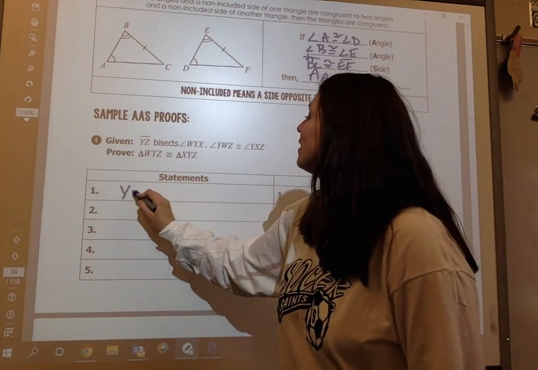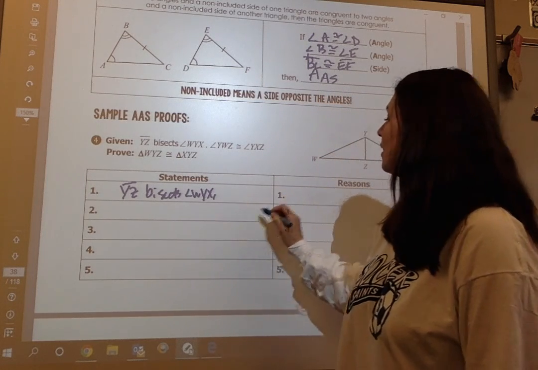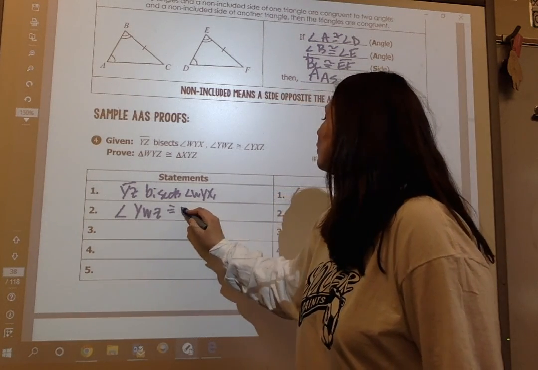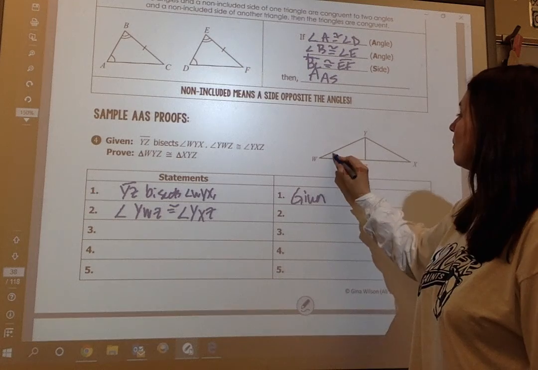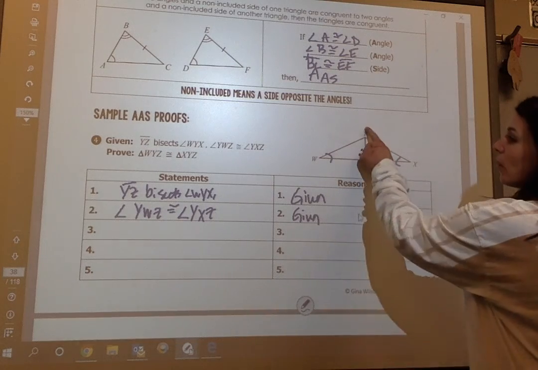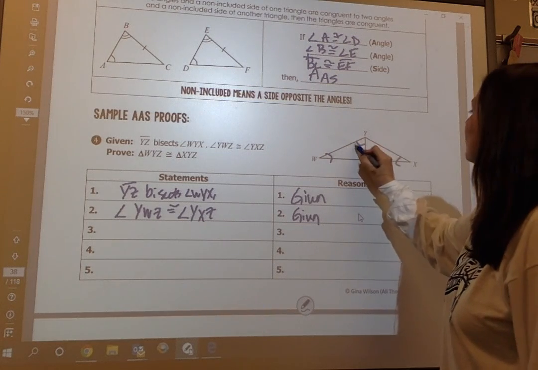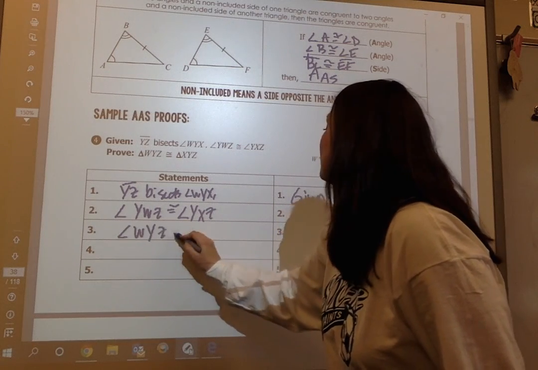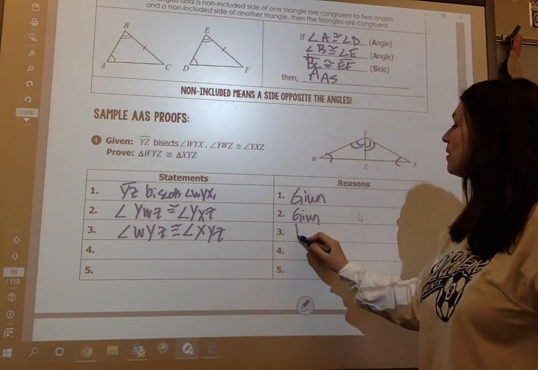All right, YZ bisects angle WYX. That's given. Angle YWZ is congruent to angle YXZ. That's given to me. I put up here that YZ bisects WYX. And what does that allow me to say? It allows me to make these two marks and say that angle WYZ is congruent to angle XYZ. And that's just definition of angle bisector.